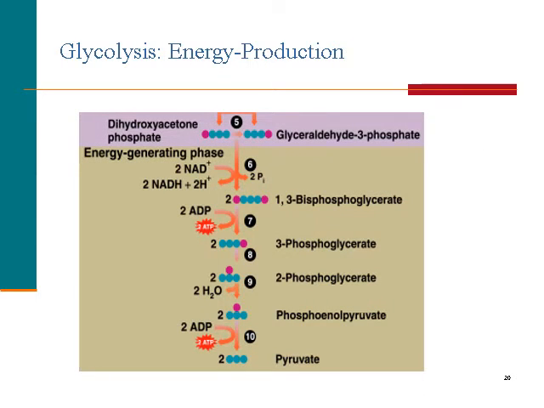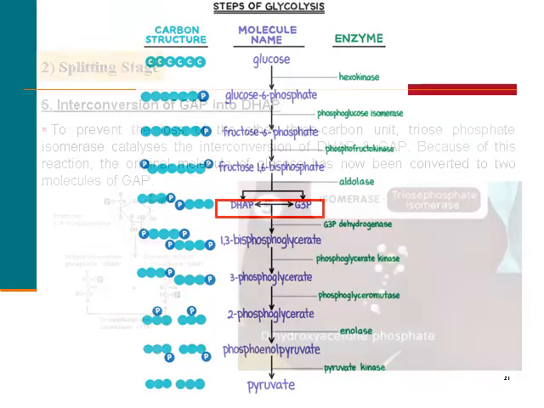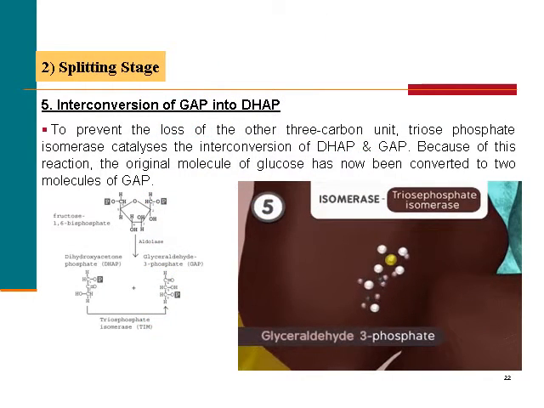Now the energy investment reactions of the glycolysis are over. Let's move on to the energy production reactions of the glycolysis, in which 4 ATP energy molecules are generated. So now we are at reaction 5 of the glycolysis. Both DHAP and G3P are interconvertible. You can see the interconversion of GAP and DHAP.